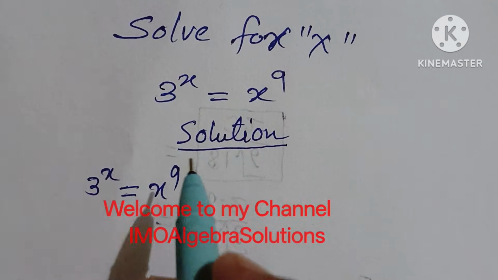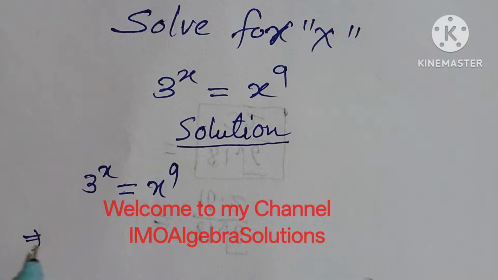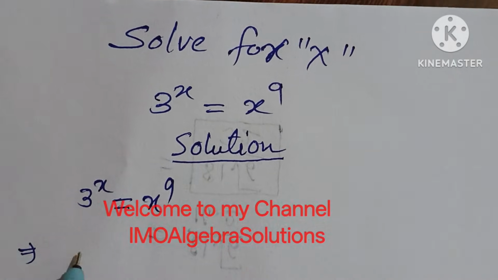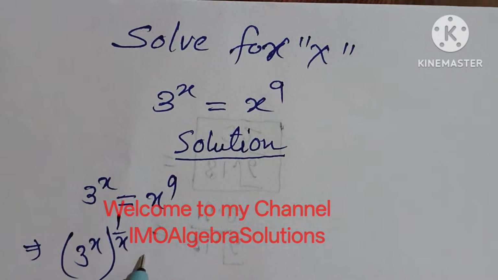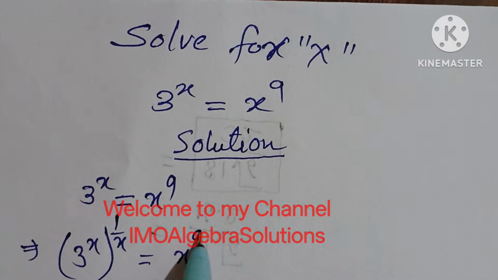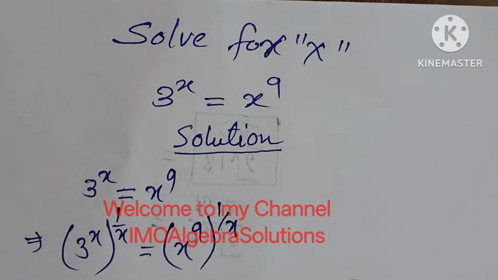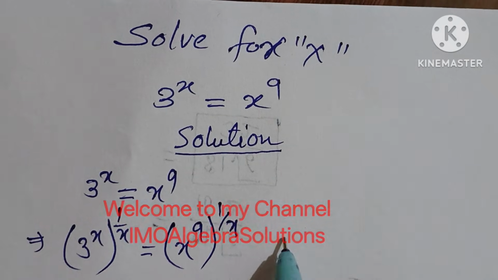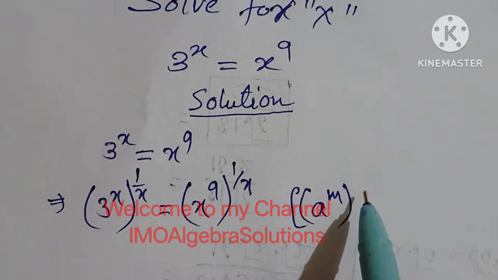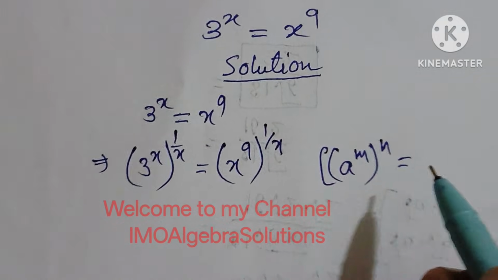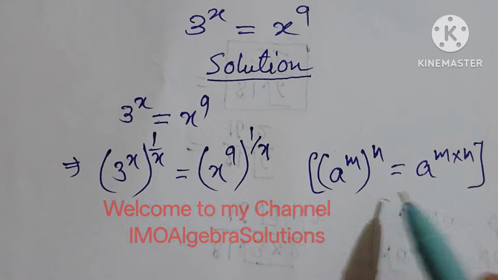So we have to divide both sides by the power 1 upon x: 3 raised to power x, raised to the power 1 upon x, is equal to x raised to power 9, raised to the power 1 upon x. Now here we have to multiply this one. We will apply here a raised to the power m raised to the power n is equal to a raised to the power m into n. This formula we will apply here.